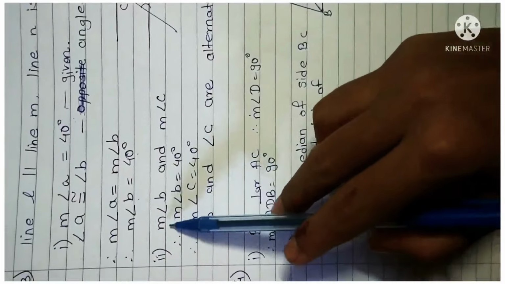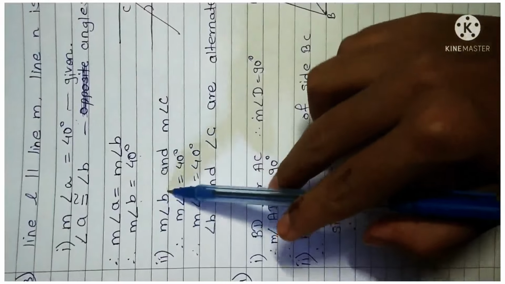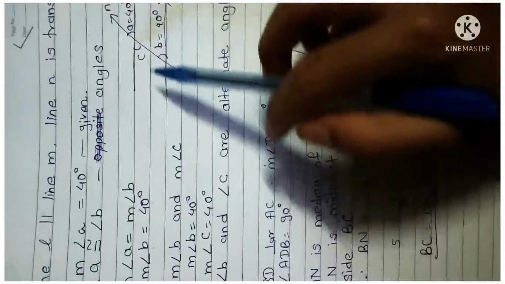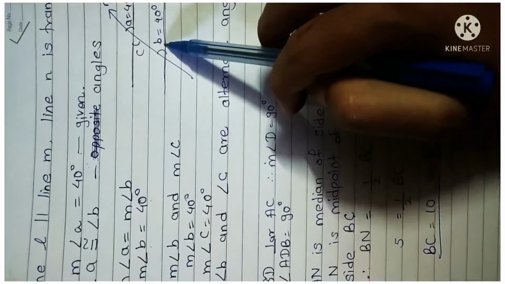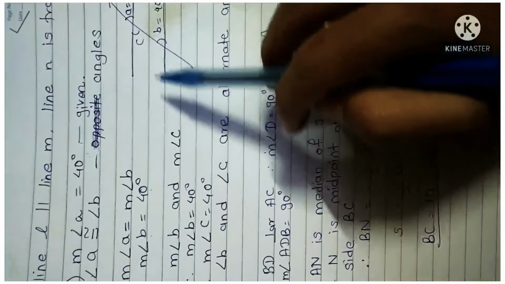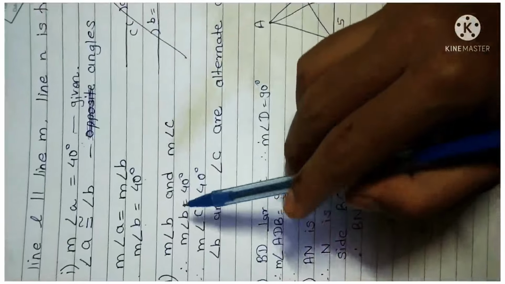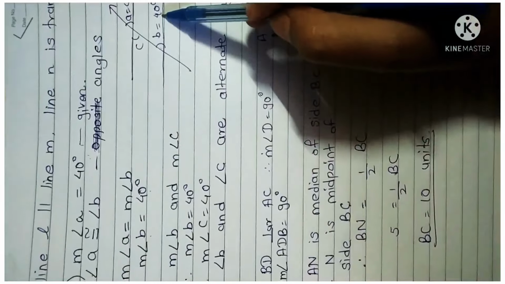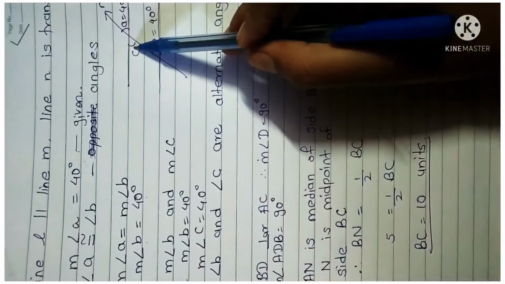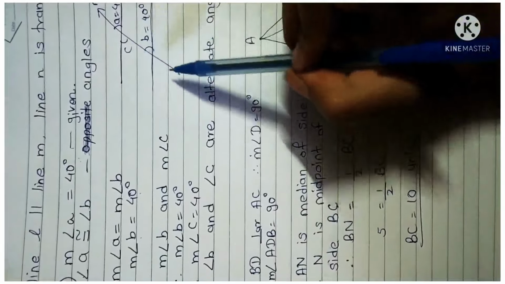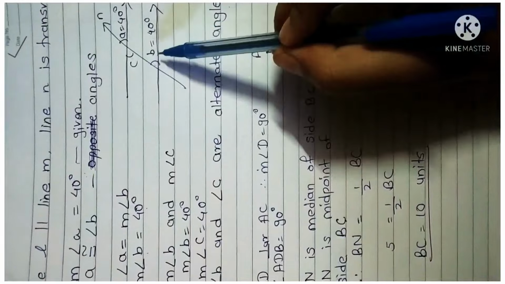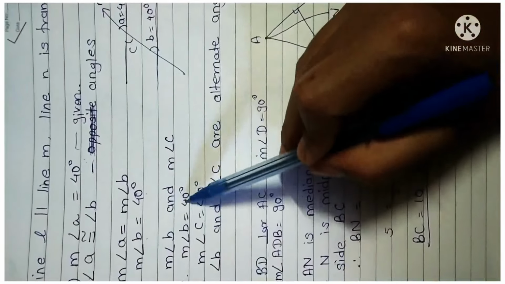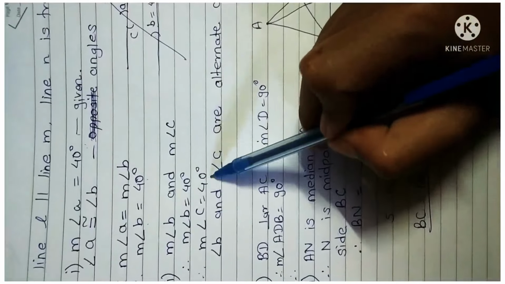Then question second: measure of angle B and measure of angle C. We have angle B and angle C, and we have to find which type they are. We have angle B equal to 40 degrees and angle C. So we know that angle B and angle C are alternate angles. Then the measure will be the same. Measure of angle B is 40 degrees, so measure of angle C will be 40 degrees.